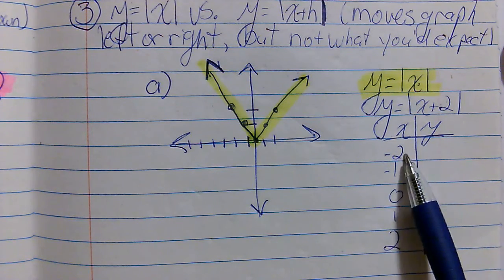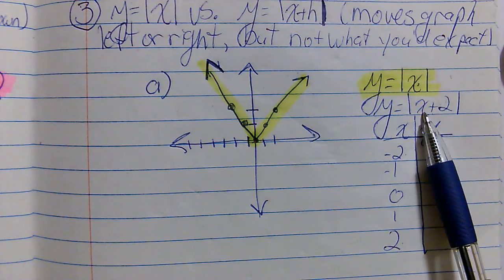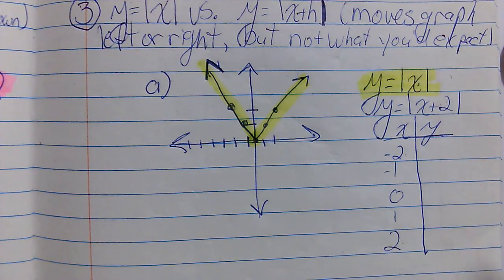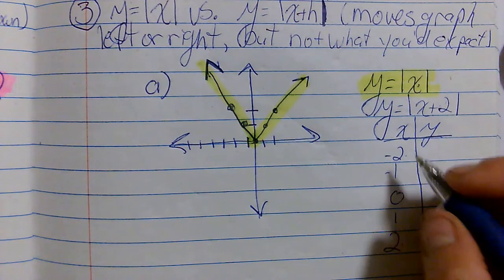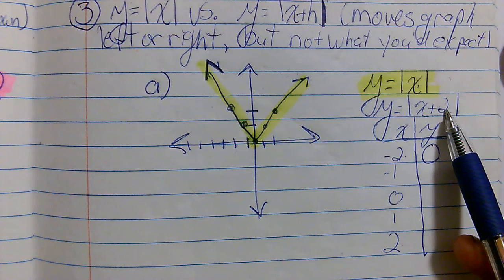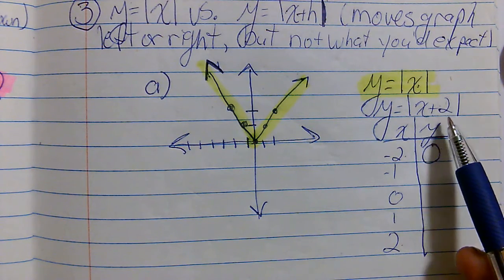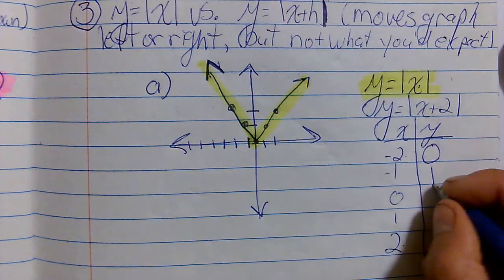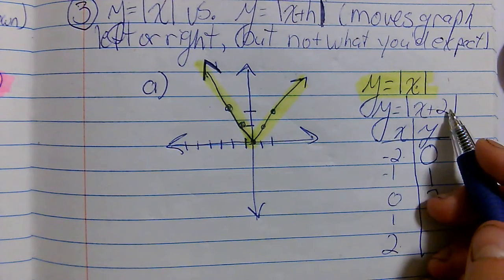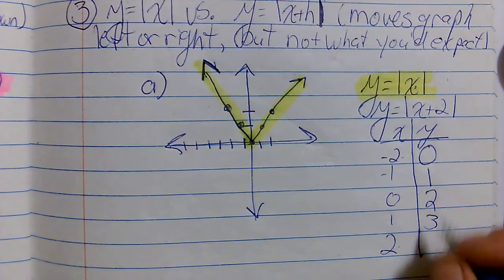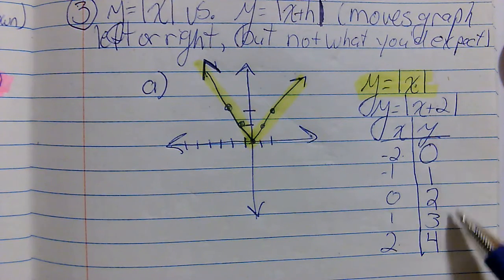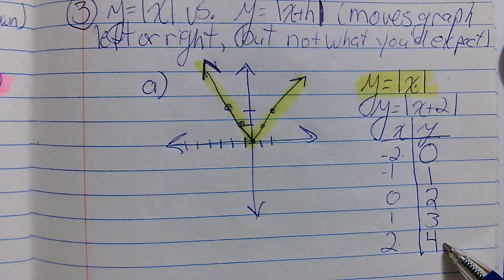So if I plug in -2, -2 plus 2 gives me 0, so the absolute value of 0 is 0. If I plug in -1, -1 plus 2 would be +1, and the absolute value of +1 is 1. Plug in 0, that would be 2. 1, that would be 3. And 2, that would be 4. So you can see it's almost like it's shifted towards the positive side.